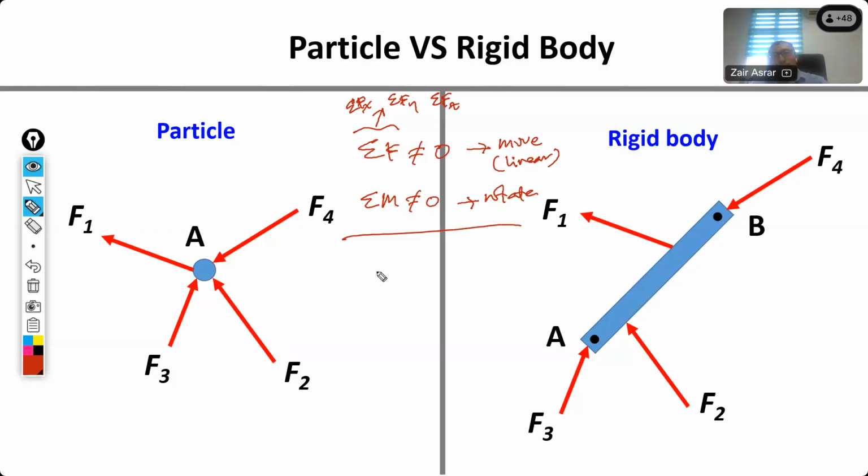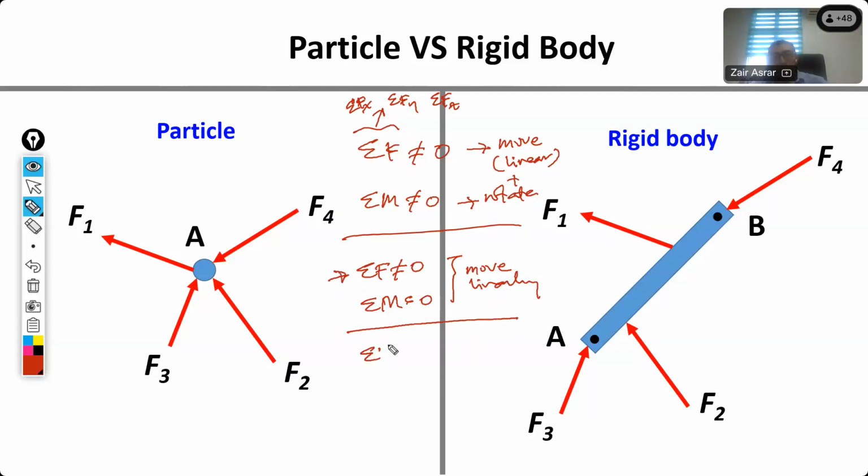Next case, summation of force is not equal to 0, summation moment is equal to 0. Can this happen? Yes. In this case, the object will only move linearly. Previously it moved in linear and rotational motion together, since both of them were not 0. Here only the summation of force is not 0, so the object will move linearly due to this force.